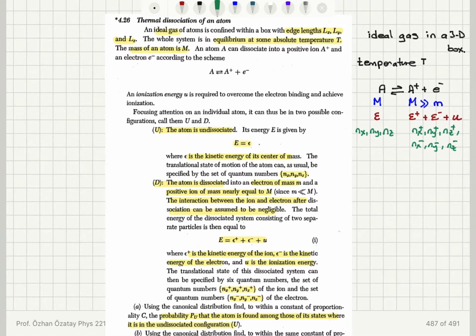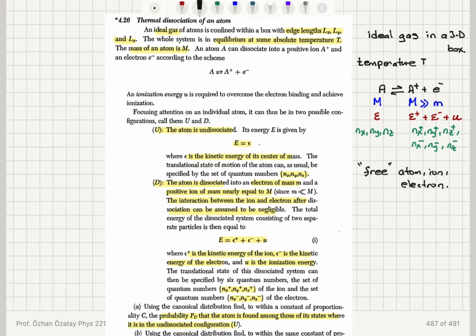So one thing I'd like to stress here is free atom, ion, electron. So we always have free. There is no interaction energy between the ions and the electrons even after dissociation.